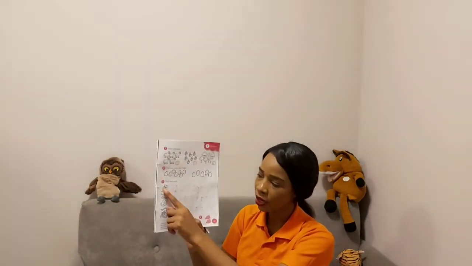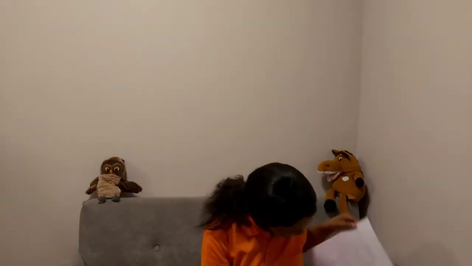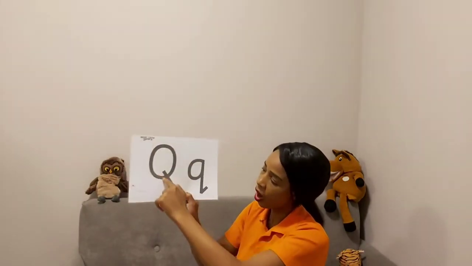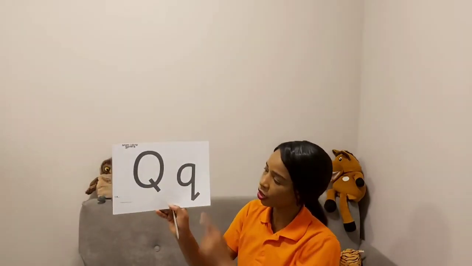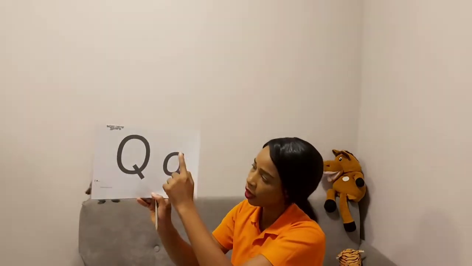So let's go to the last part. Trace and write. So here we have the queen bee. You have to trace and write the letter Q. All right. So here I have the letter Q with me. How do you write the letter Q? It's round and dash. Do you get it? Again, round and dash. And the lowercase q is round, stop, down, up. Again, round, down, up. All right, and the sound for the letter q is q, q, q.